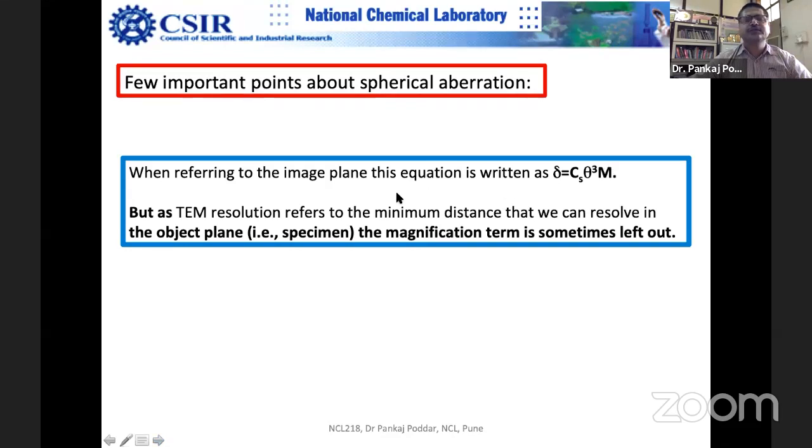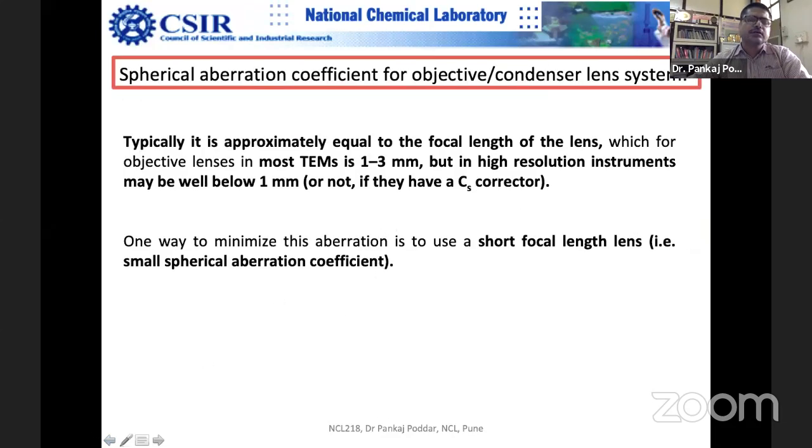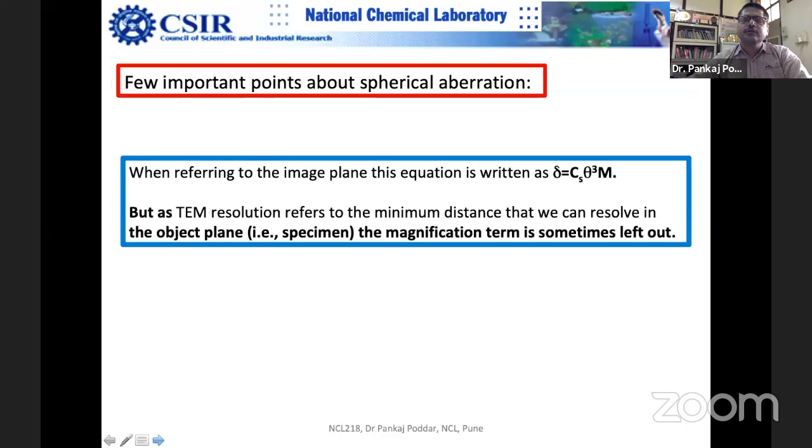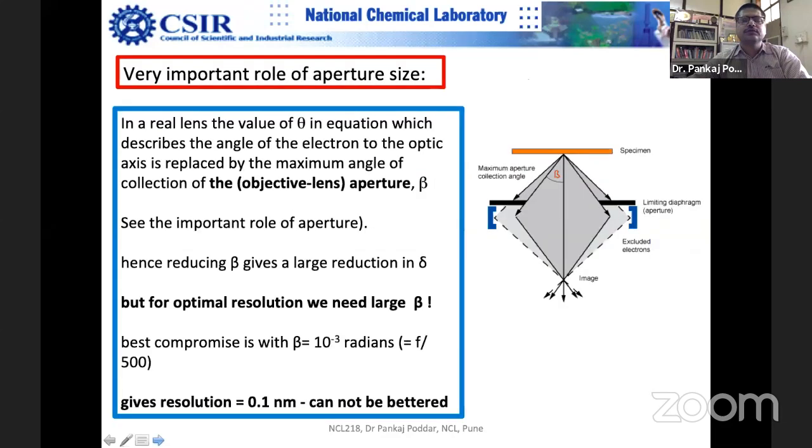Yes, as I mentioned, when we refer to the image plane, you have to multiply this equation by m because you are magnifying. Suppose you are magnifying by 10,000 times, so you have to multiply this number by 10,000. First you calculate this, you put the Cs and you know the beta, the collection angle, and then you multiply. So that becomes your aberration, which is quite significant.